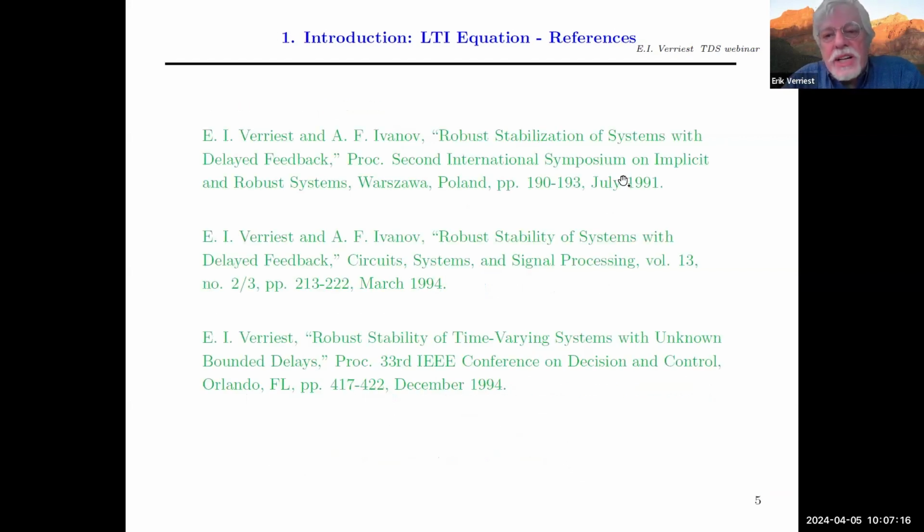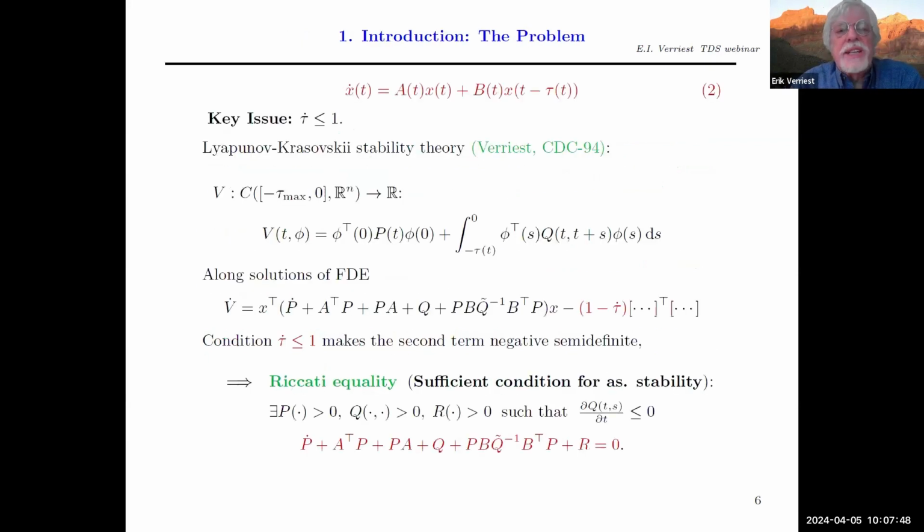Now, this was the first time that this appeared, in 91 at a rather obscure conference in Warsaw, Poland. It was later published in 94, but this was at a time when CDC did not have any sessions on delay systems. This was all still absorbed by linear systems. Then in 94, I did an extension to time-varying systems.